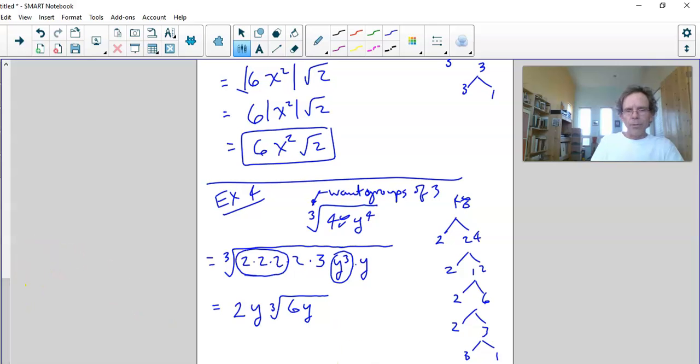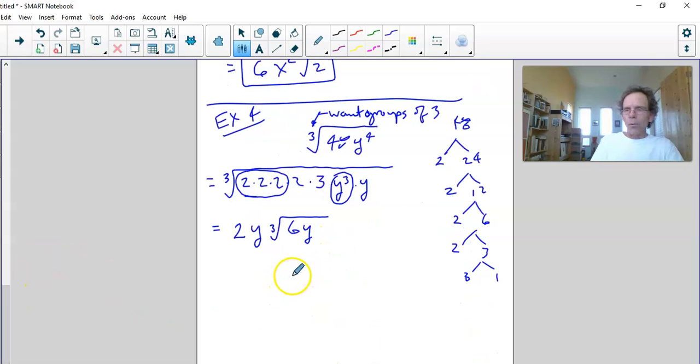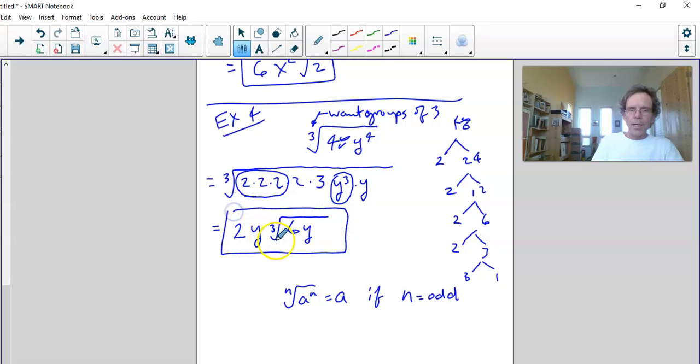Now, are we done? Do we need absolute value? No, we don't, because the index is odd. Remember, the nth root of a to the n is just a if n is odd. So that's our final answer there: 2y cube root of 6y.